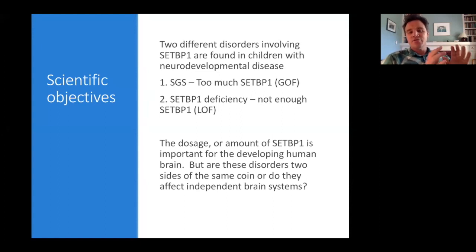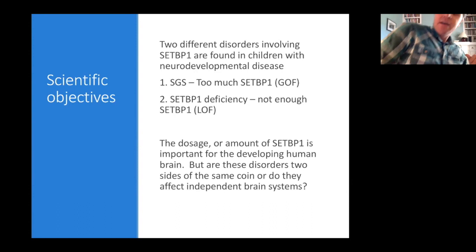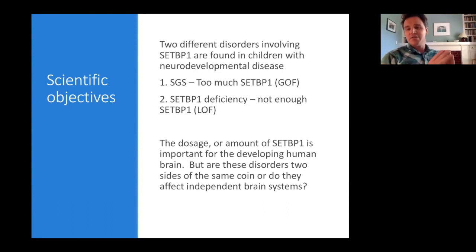We always have to make choices when we're deciding how to study things. We are looking at SETBP1 as a dosage issue in brain development, because there are two different disorders, which I'm going to guess you're familiar with. One is called Schinzel-Gideon syndrome, where there's probably too much SETBP1. And then there's SETBP1 deficiency syndrome, which is the whole point of this conference, where there's not enough SETBP1.